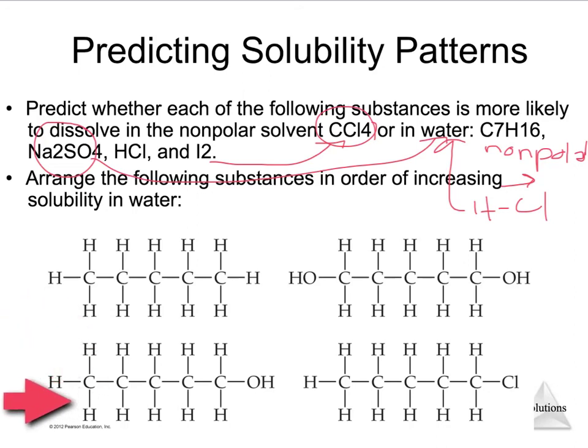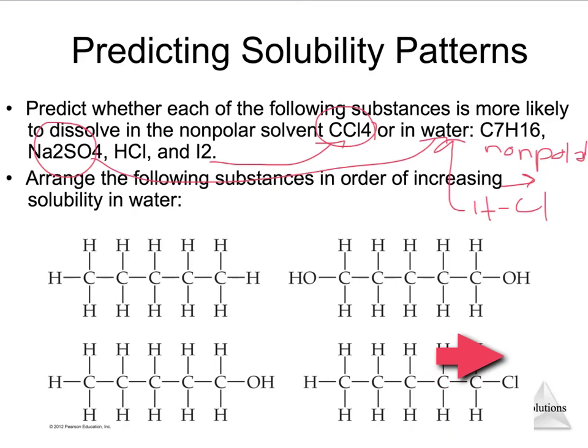On this one, we have one polar group, which is that OH group, so that's a good polar group to have because we can have hydrogen bonding with water. On this one, we have two polar groups, and specifically, again, that OH group, so that would enhance that even more. And in this molecule, we still have a polar bond here, this carbon chloride bond.